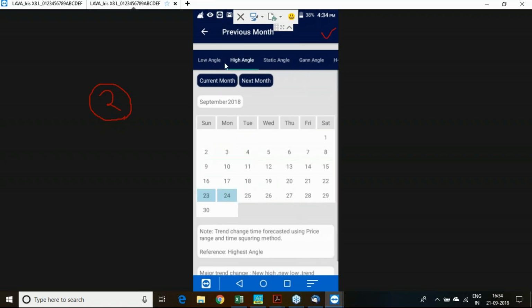By taking the previous month data, I have seen 8th and 14th. The 8th and 9th were holidays, so you saw a great trend change on the 10th. Again, you experienced it on the 14th. By taking the high angle, we get the 23rd and 24th. The 23rd is a holiday, so the 24th may be impacted.